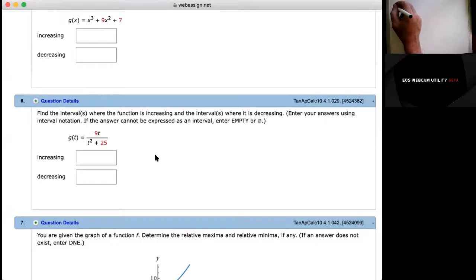So question 6 asks, find the interval or intervals where the function is increasing and the intervals where it is decreasing. Enter your answers using interval notation. If the answer cannot be expressed as an interval, enter empty or null set. And then the function that they've given us is g of t equals 9t over t squared plus 25.